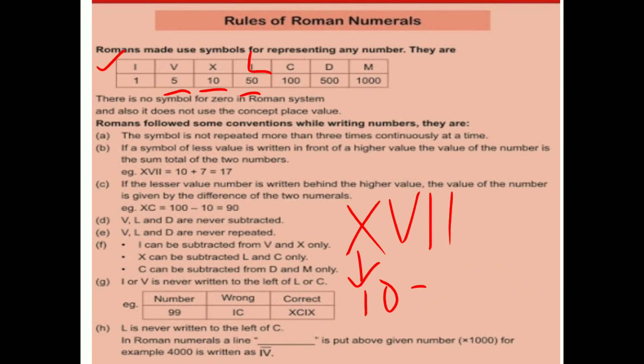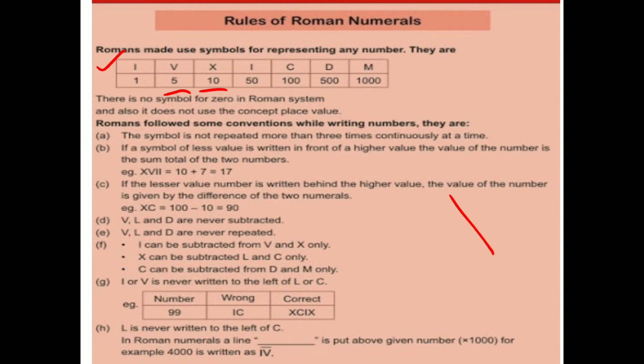Clear? Now, if I write the Roman number which has lesser value behind the higher one, meaning before X, if I write I, then it means I am doing minus. So 10 minus 1, it becomes 9. Clear?